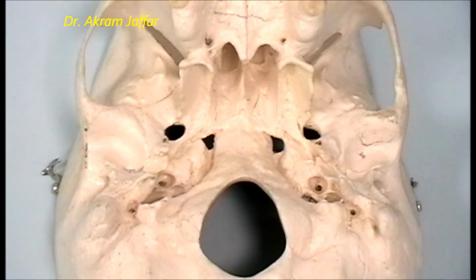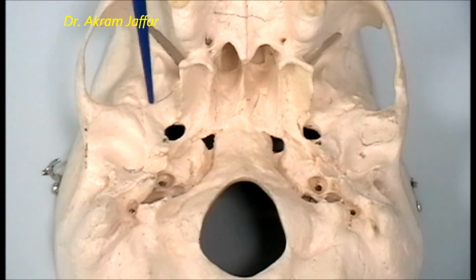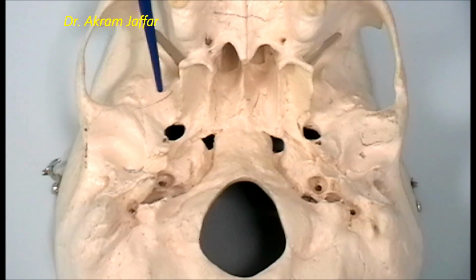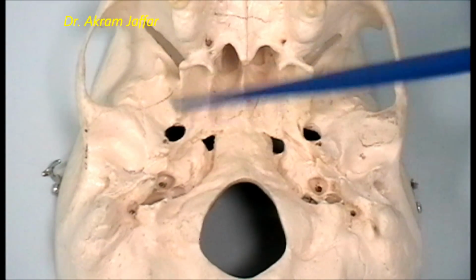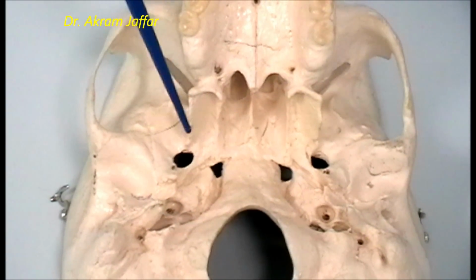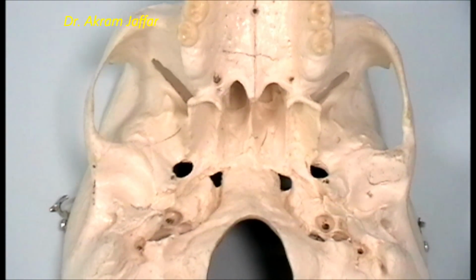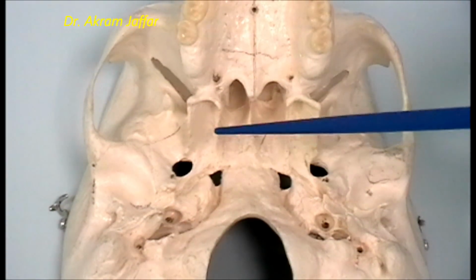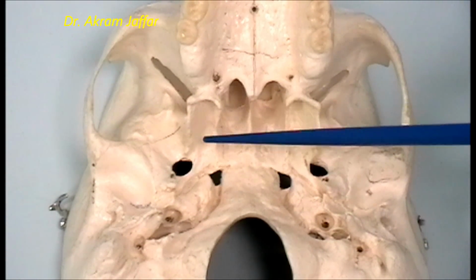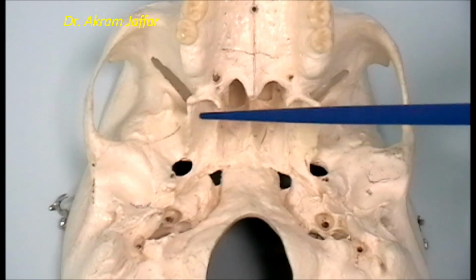Lateral pterygoid muscle has two heads. It has a superior head, which is attached here to the infratemporal surface of the greater wing of the sphenoid, and it has an inferior head which is attached to the lateral part of the lateral pterygoid plate. The medial pterygoid muscle is also attached to the lateral pterygoid plate, so it's not attached to the medial pterygoid plate. Medial pterygoid muscle is attached to the medial side of the lateral pterygoid.